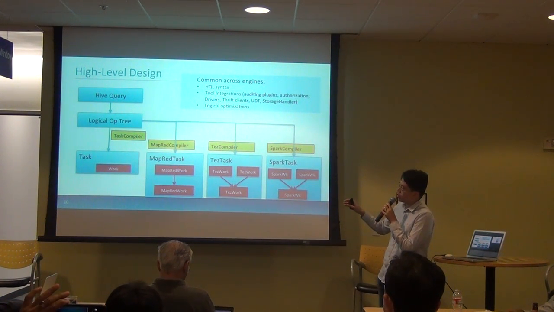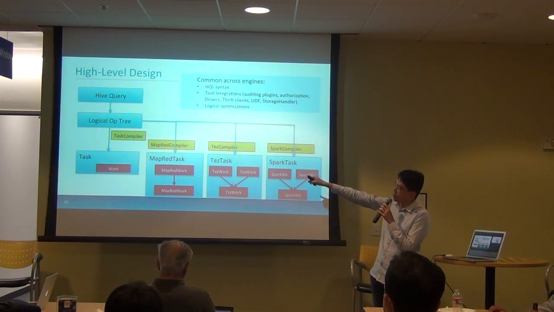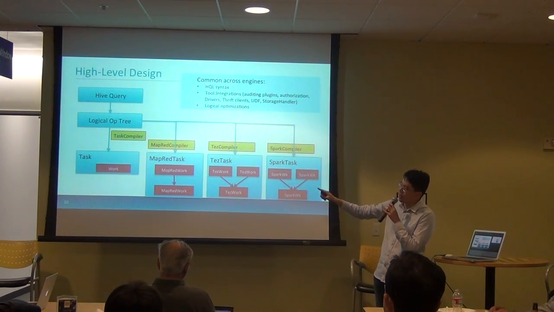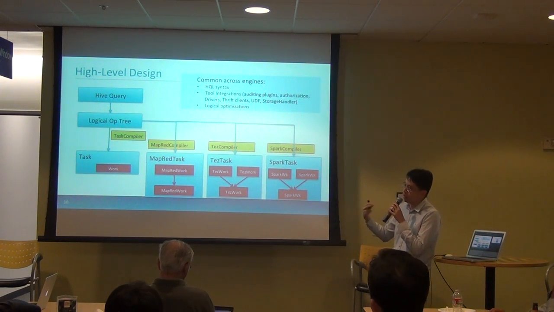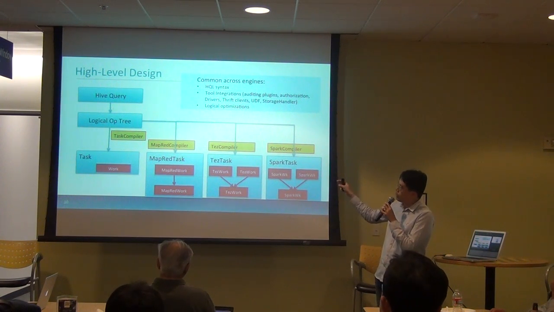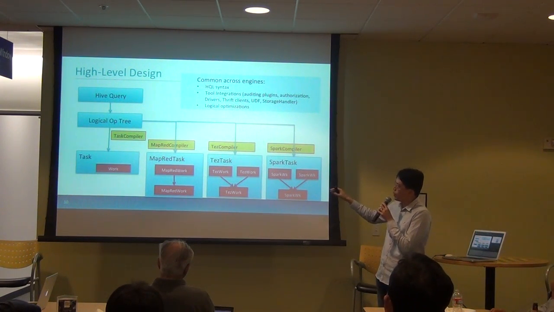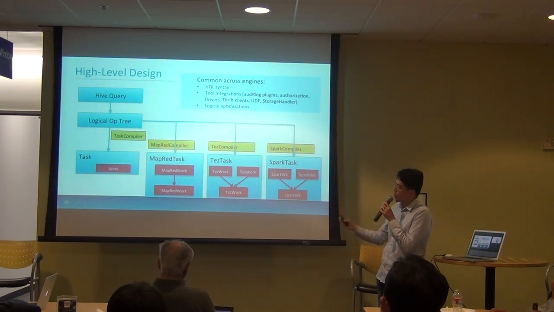So this abstraction that we chose is at three places. One is the task compiler, the task, and the work. Work is the things inside the task that are sent into the cluster to run. So when we abstract out at this layer, we can have different compilers create different tasks for their systems to run. And this keeps the rest of the code very clean.